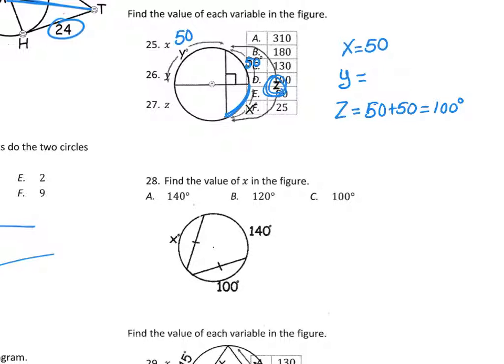And then the way I find Y is out here on this side. I notice that it's part of a whole half circle. So I want to take 180 minus 50, which is 130. So I end up with our arc measure of 130. Sorry about that.